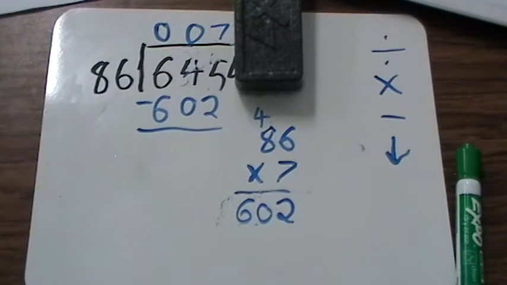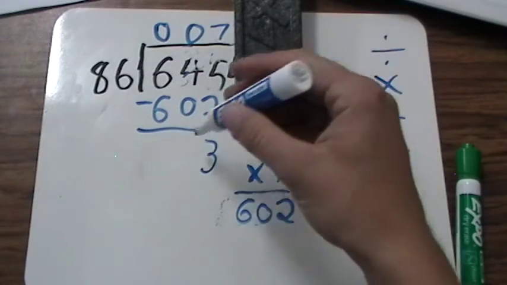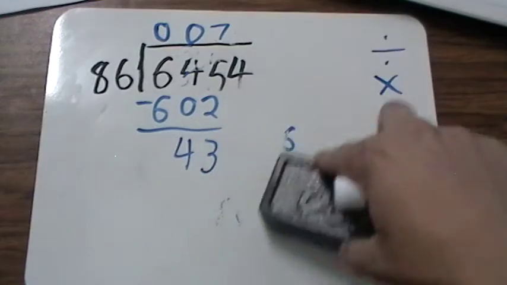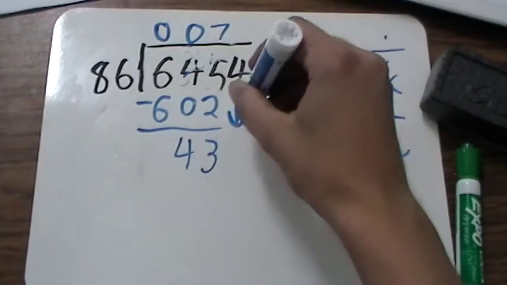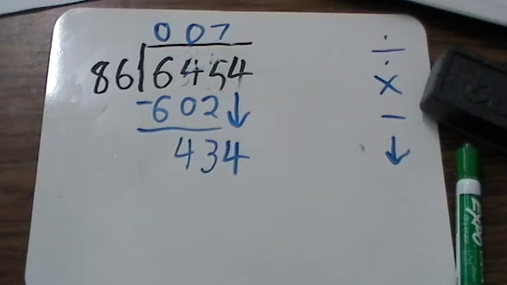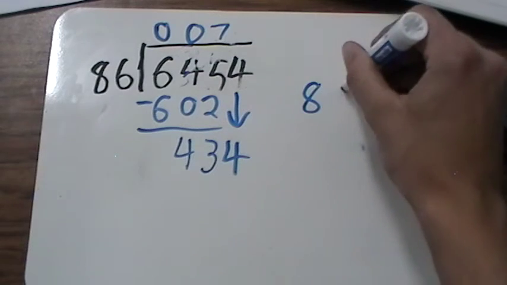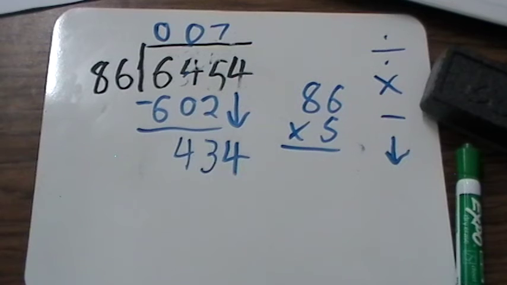All right. 5 subtract 2, 3. 4 subtract nothing, 4. 6 subtract 6, 0. Now I can move, divide, multiply, subtract, and bring down that 4. 434. Well, I know it's going to be smaller than 7. I know it's going to be smaller than 6. So let's try 5. Let's do a little two-step multiplication to the side. 86 times 5, right?